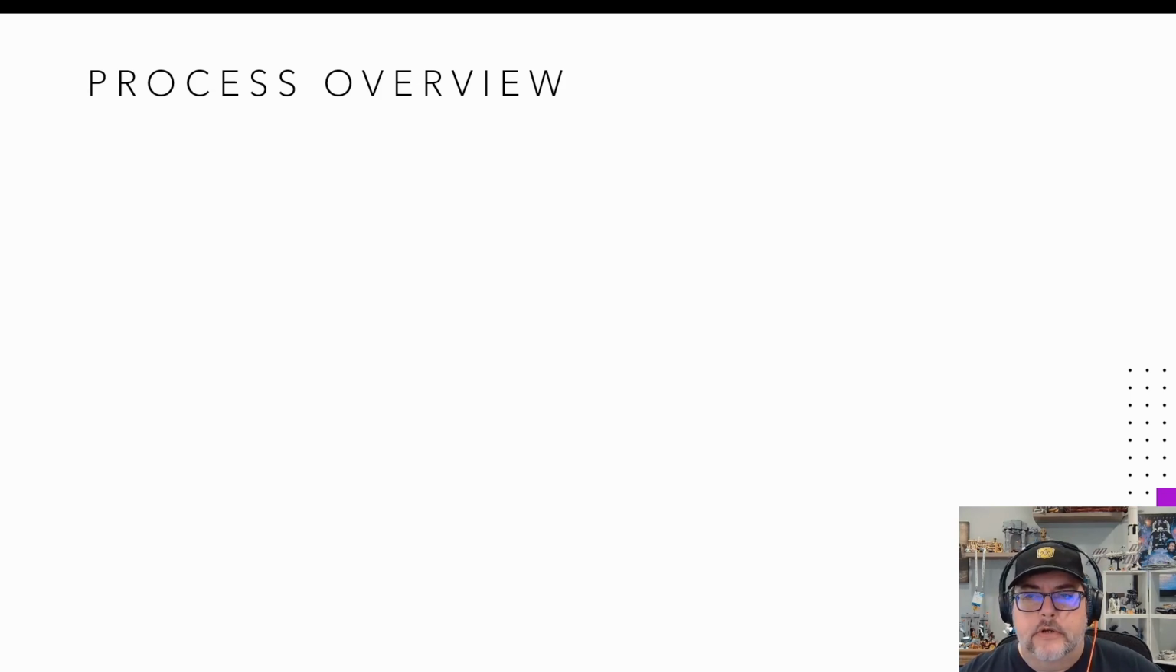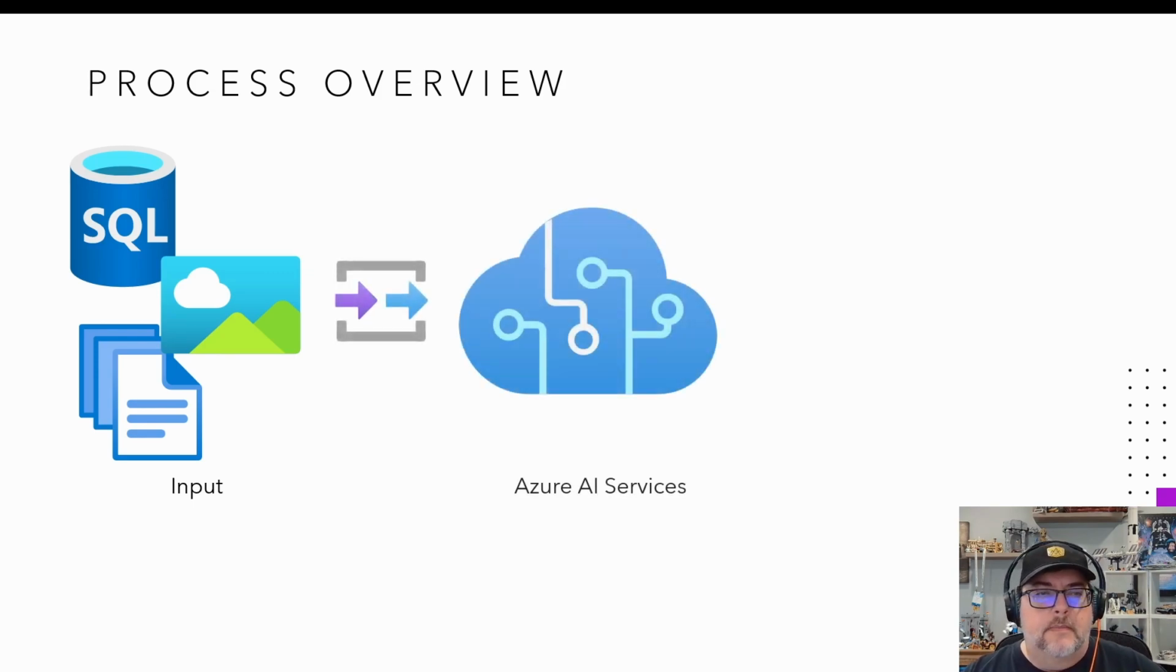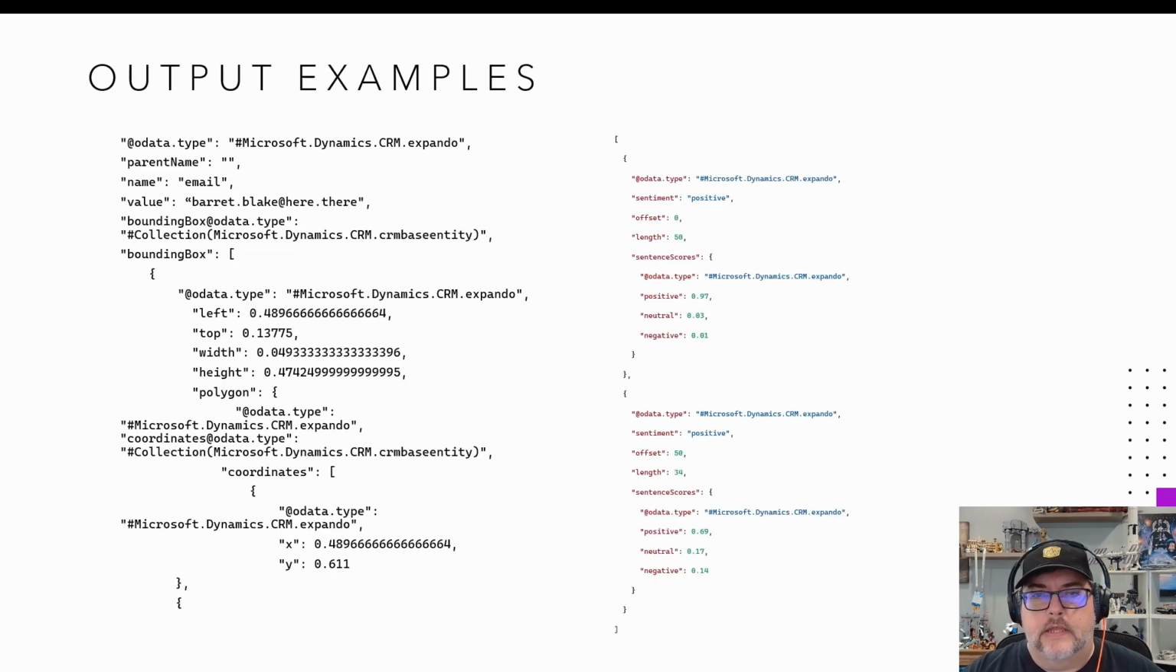But AI Builder, basically what it does is it takes your input, whatever that might be. It might be from a database, might be images, might be text blocks, passes that through that simplified interface into AI services, and then you get a response back. And most of the time that response comes back in the form of JSON data. And I'll show you an example of that here.